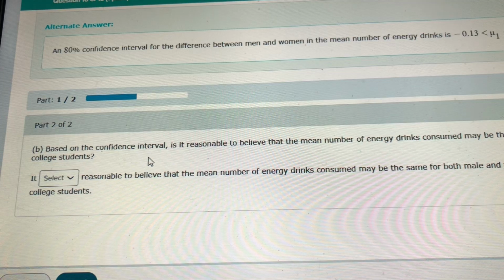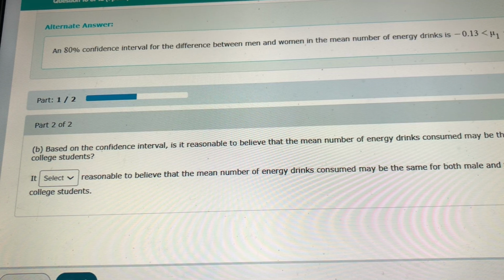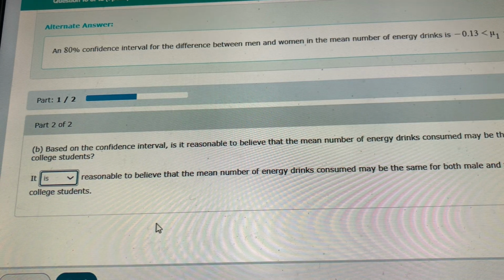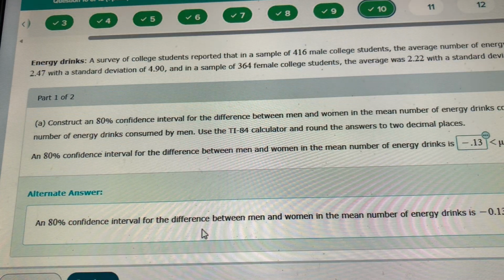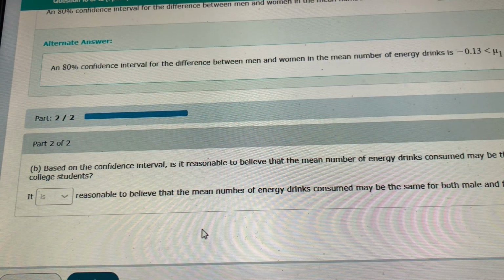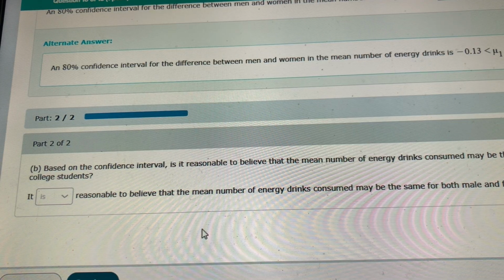Based on the confidence interval, is it reasonable to believe that the mean number of energy drinks consumed may be the same for both men and women? It is reasonable to assume that because 0 is in the interval. And if 0 was the answer, that would mean they're equal to each other. If you do the men minus the women and get 0 for an answer, that's when the two numbers are equal.